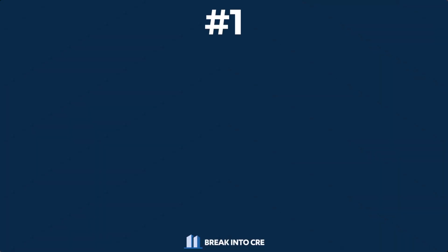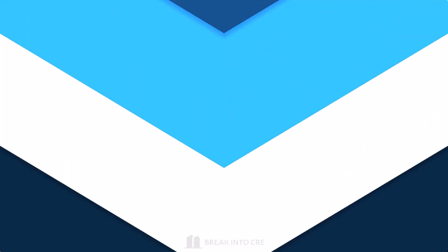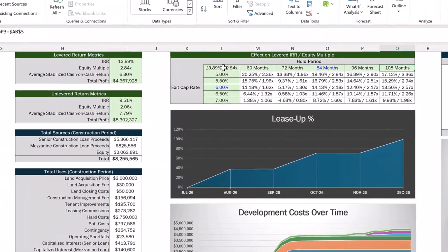So the first mistake I want to mention here is something that I see a lot, and this is running data tables in a model at all times. A data table is typically used within a pro forma to run a sensitivity analysis, which allows an investor to see the impacts of changes to one or more assumptions in a model all in one place.